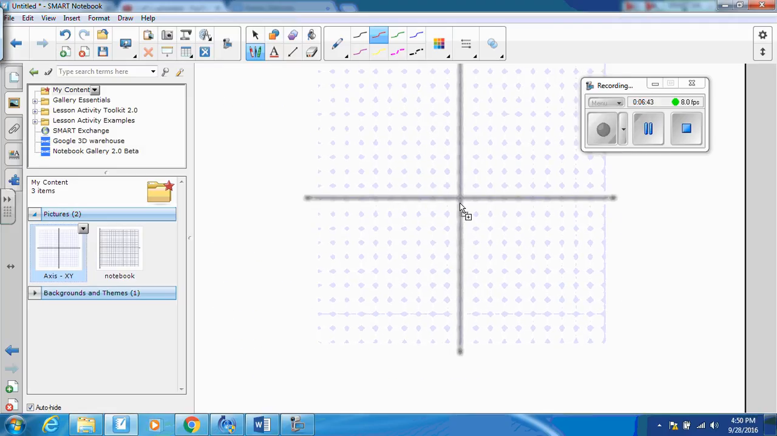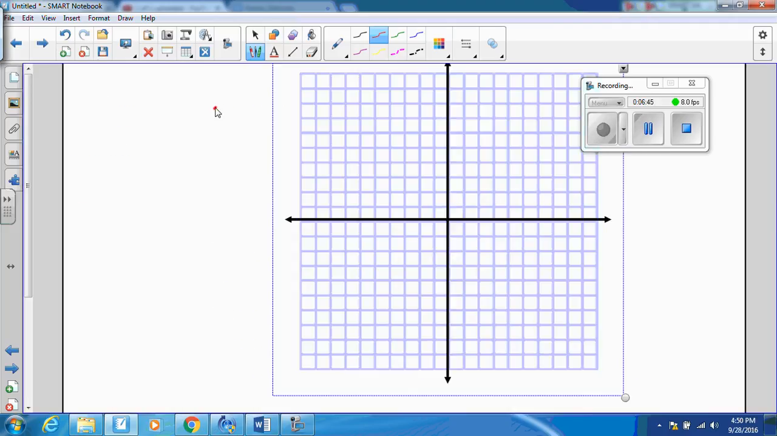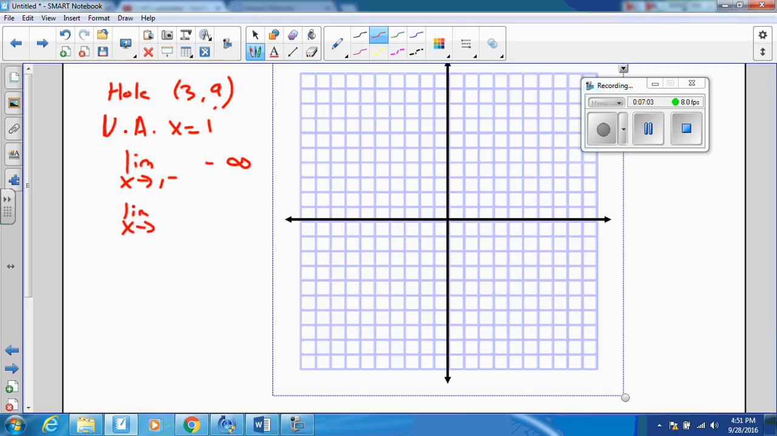So we're going to take that information that we got and summarize it. We found that we had a pole at 3, 9. We found that we had a vertical asymptote at x equals 1 with the limit as x goes to 1 from the left being negative infinity, and the limit as x goes to 1 from the right being positive infinity.